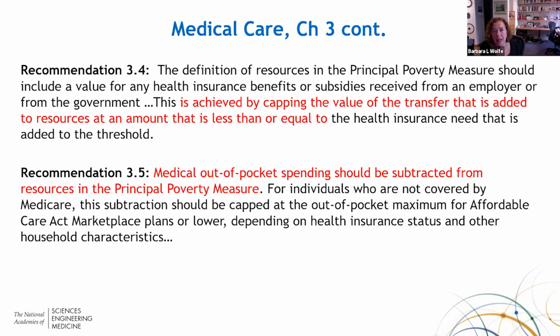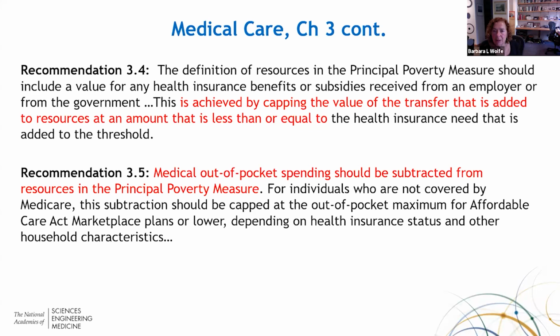So under the current situation, someone who was benefiting from a subsidized ACA benchmark plan might actually move below the poverty line, because their expenditures on the premium and any copays would be subtracted from resources, but there would be no noting of the contribution of the federal government to subsidizing the actual ACA policy.